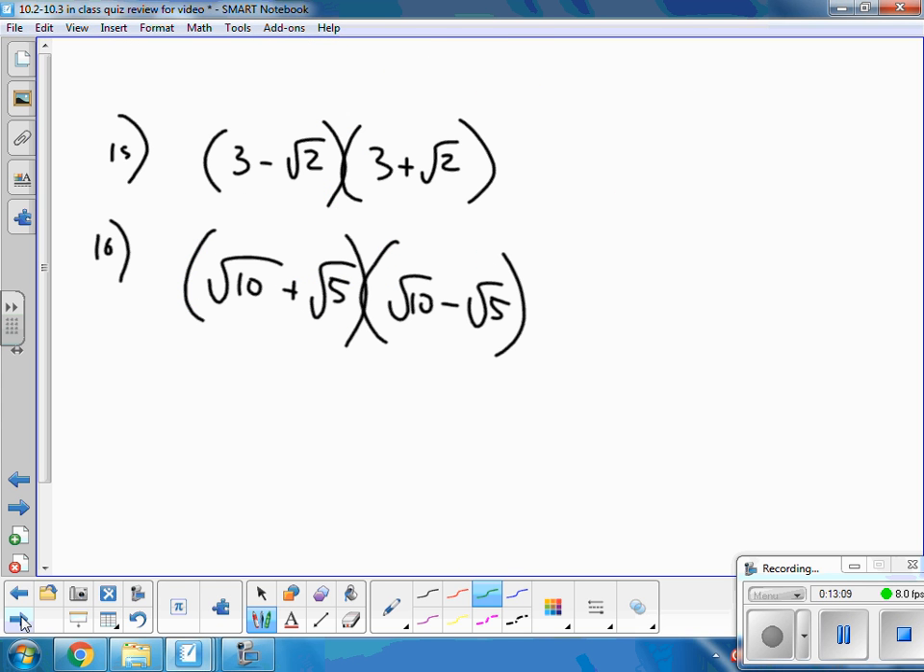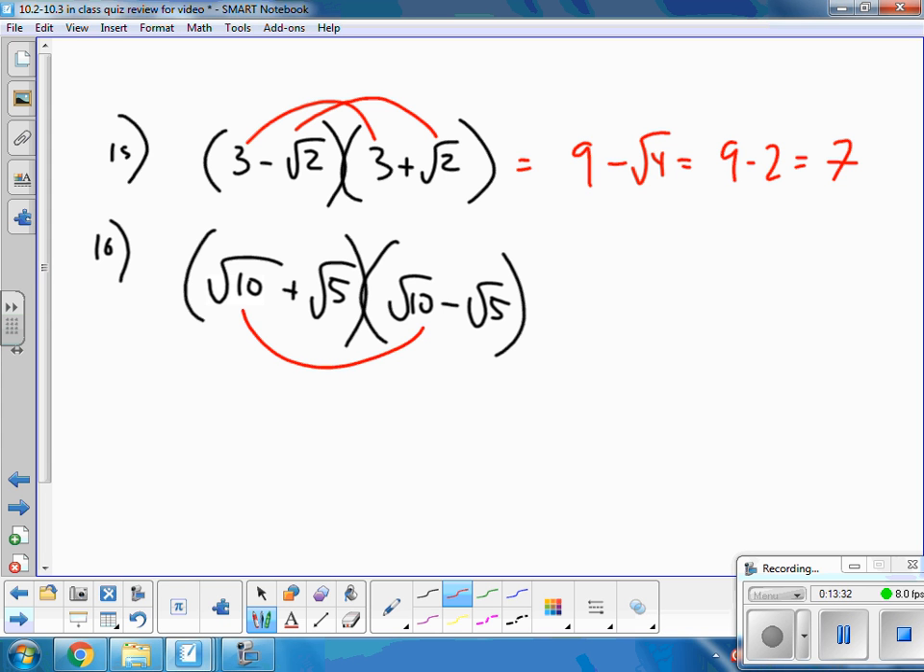Next one. Ooh, conjugate practice. Good stuff. Again, same terms, opposites, so that means it's going to be 3 times 3, which is 9. Negative square root of 2 times square root of 2, it's going to be negative square root of 4. So this equals 9 minus 2, which is going to be 7. Now let's look at this guy. I've got square root of 10 times square root of 10, which is square root of 100, so that's going to give me 10. And then I've got square root of 5 times negative square root of 5, which is negative square root of 25, which is going to be 5.